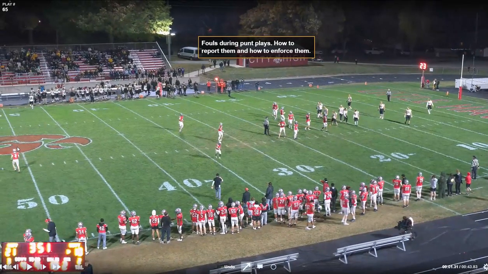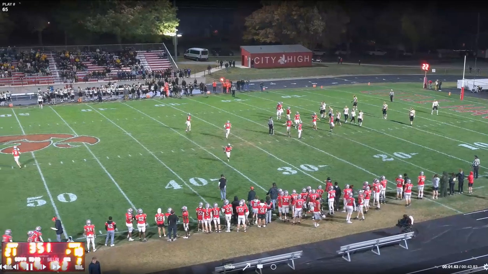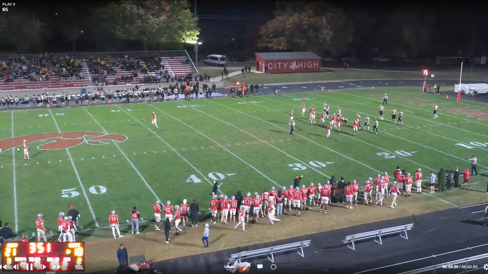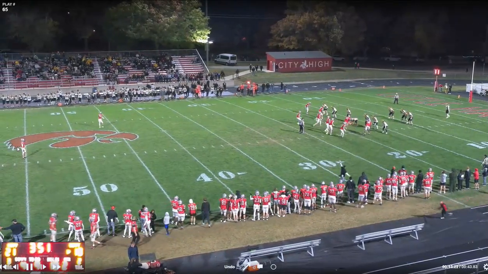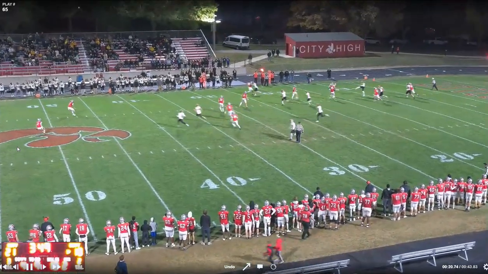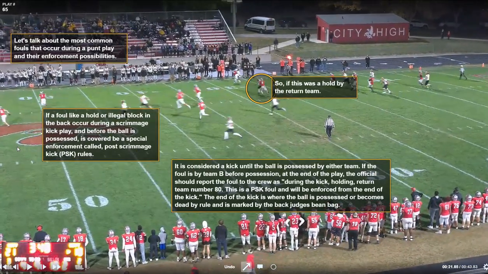Okay, fouls during punt plays, how to report them, how to enforce them. These are common ones, but ones that can be confusing at times. So we've got 2 returners back. We're going to kind of split them. We got a rugby kick here, and let's talk about our most common foul. And let's say that we have a hold right here. Right now we have a hold. The ball is in the air, or the ball is bouncing around.